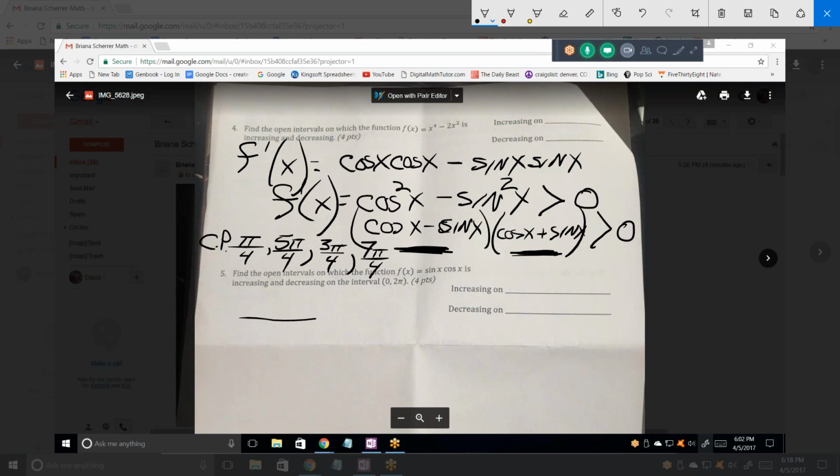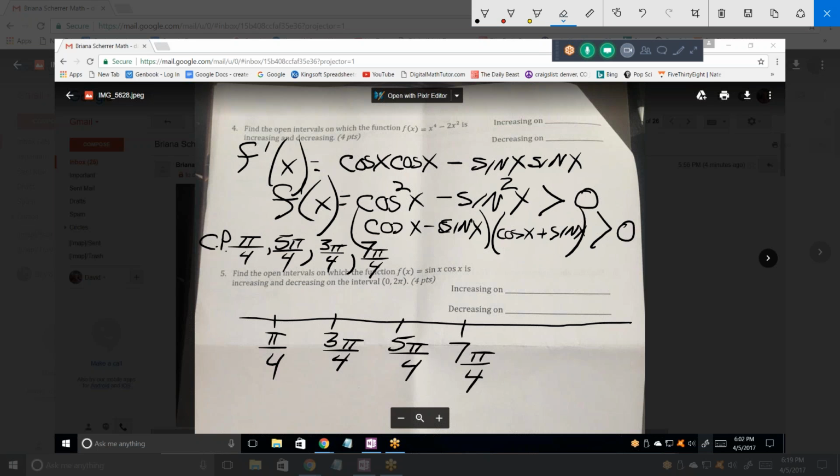Okay? And again, I'm going to label those and merely test left and right of them. And I'm going to put them in order. I bet they alternate. And then we're going to use the same tactic we used before. Since I've got the critical points down here, I'm going to erase them from here so that I've got room to write.